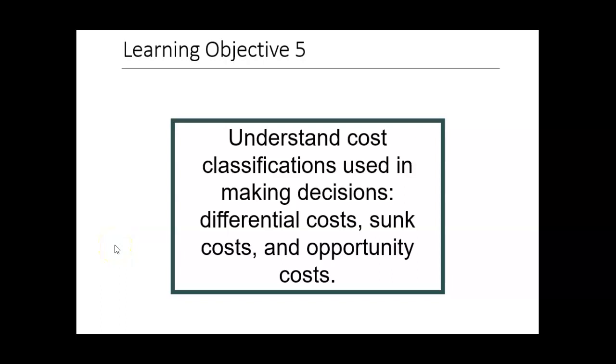We're now at the conclusion of our Chapter 1 lecture. We're now going to focus on how to understand cost classification, how it's used in making decisions. We'll focus on what's known as differential costs, sunk costs, and opportunity costs, making sure that we understand what these different terms represent and how they're going to impact our decision-making process.